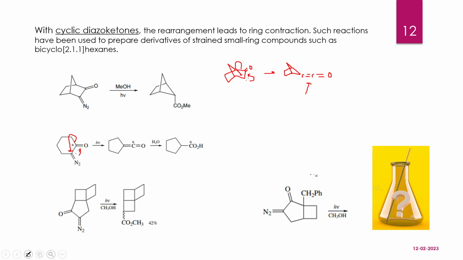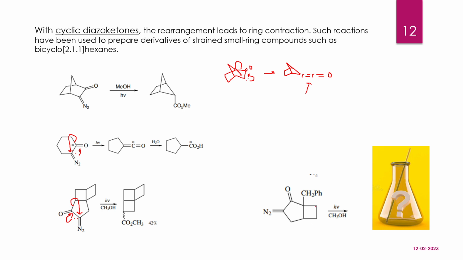There is another, similar kind of example. Here also a ring contraction will happen. There will be a carbene, it will go here, and this bond will shift from here, and by the application of methanol we will get this product.